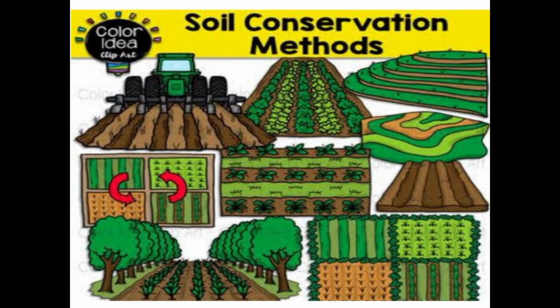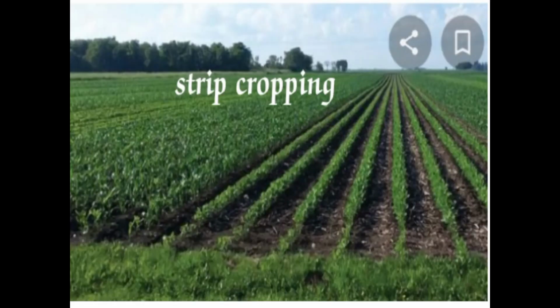What are the steps to conserve soil? Strip cropping. Large fields of agriculture can be divided into strips, that is lines. Strips of grass are left to grow between the crops, so that the nutrients between them stay intact.